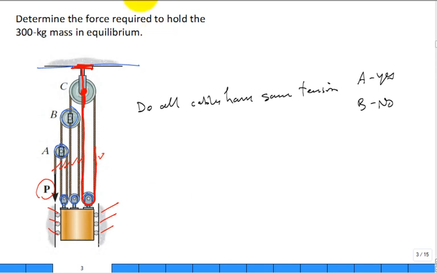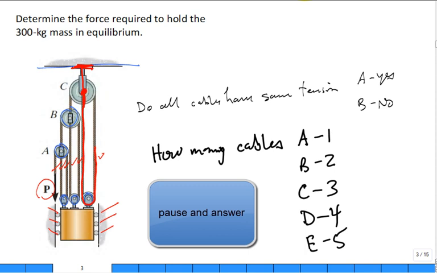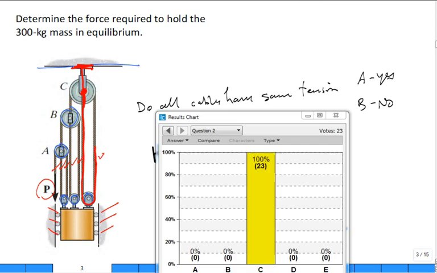What I'd like to do is ask another clicker question. There's more than one cable in this problem. How many unique cables are there? Answer A, there's one. Answer B, there's two. Answer C, there's three. Answer D, there's four. Answer E, there's five. How many unique cables are there in this problem? We started tracing one of the cables. There you go. There's three unique cables in this problem.